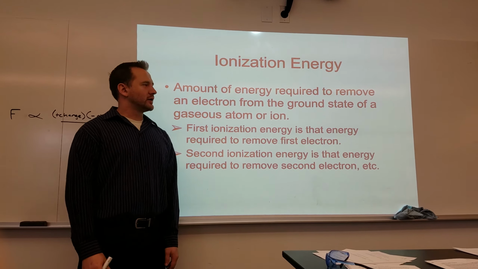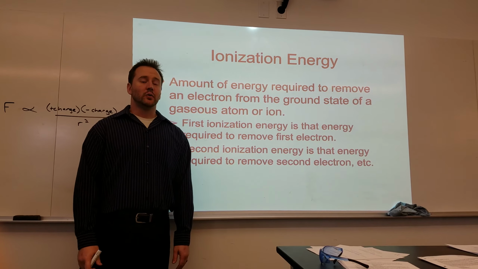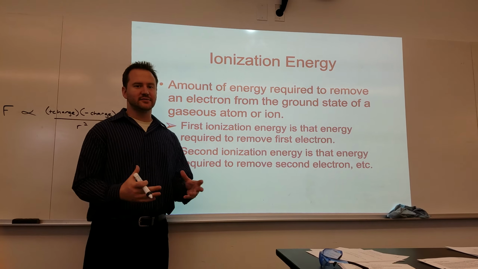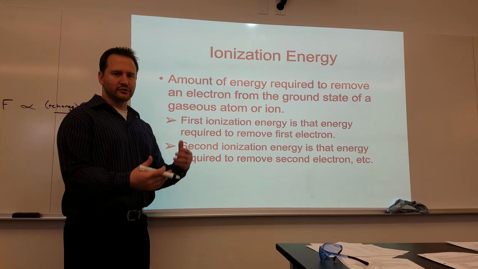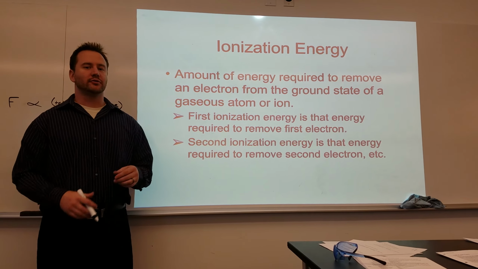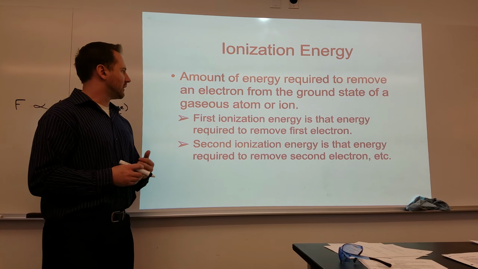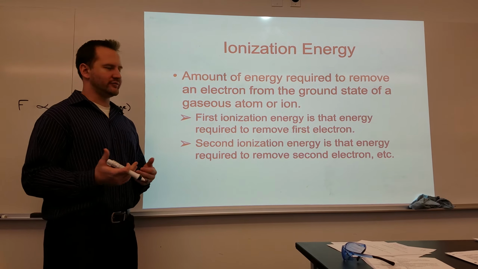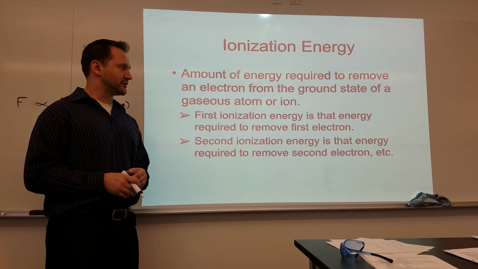In this video, we're going to talk about ionization energy, which is inversely related to what we learned about in the last video, which is the size of the atoms with respect to their trends on the periodic table. Ionization energy is the energy required to remove an electron from the ground state of a gaseous atom or ion. Basically, how hard it is to pull an electron off. The higher the energy, the harder it is to pull off.